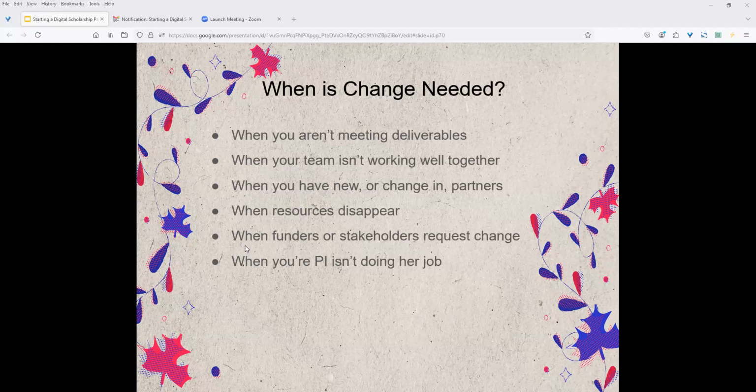So when is change needed? When you aren't meeting deliverables, when your team isn't working well together, it happens. When you have new or a change in partners, when resources disappear, when funders or stakeholders request a change, and when your principal investigator isn't doing her job.